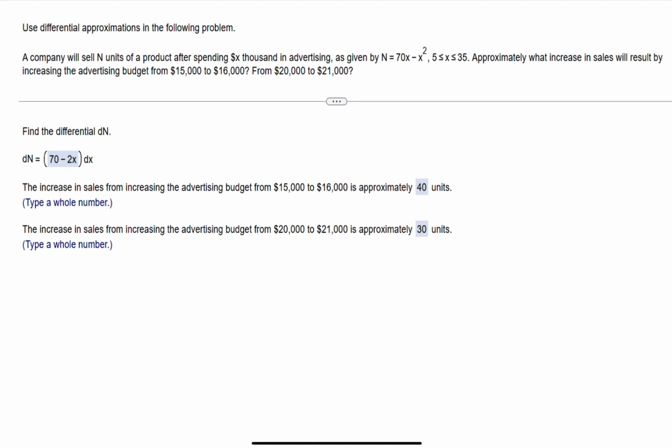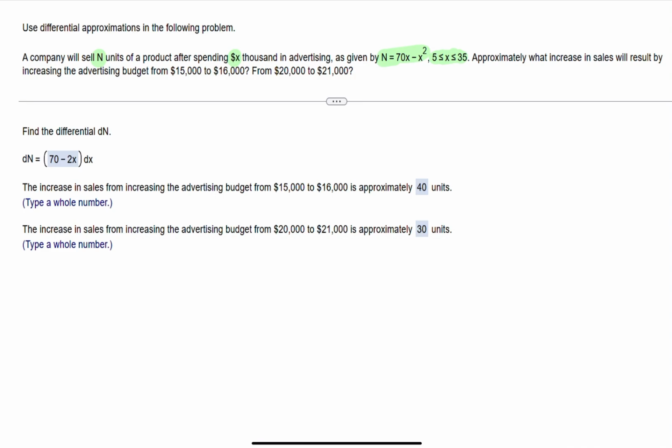Use the differential approximations in the following problem. A company will sell n units. I'm going to highlight the stuff that I think is important, okay? N units of product after spending x thousand in advertising is given by the function n equals 70x minus x squared, and x is between 5 and 35. So the amount of money they spend is between 5,000 and 35,000. Remember, x is in thousands. If I say 5, that means it's 5,000. If I say 35, that means it's 35,000.